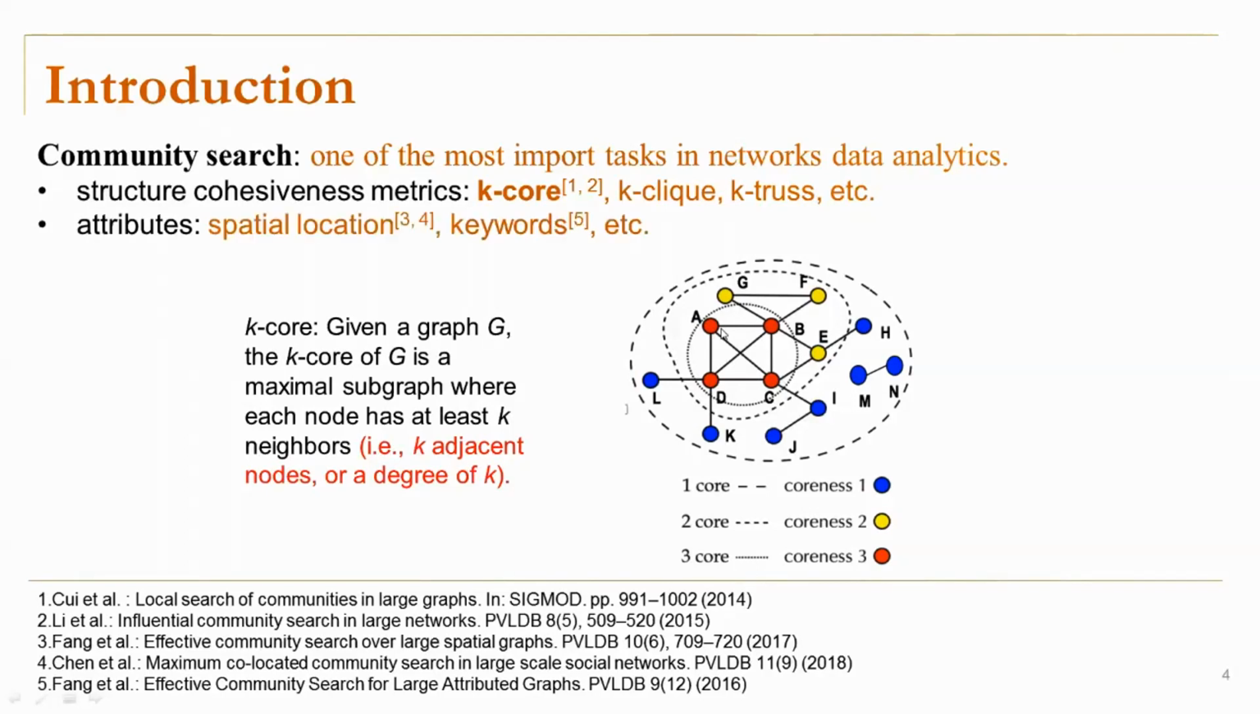And many attributes are considered in community search as well. For example, in works 3 and 4, the spatial locations are considered in community search. And in work 5, they aim to find the community whose nodes share the most common keywords.